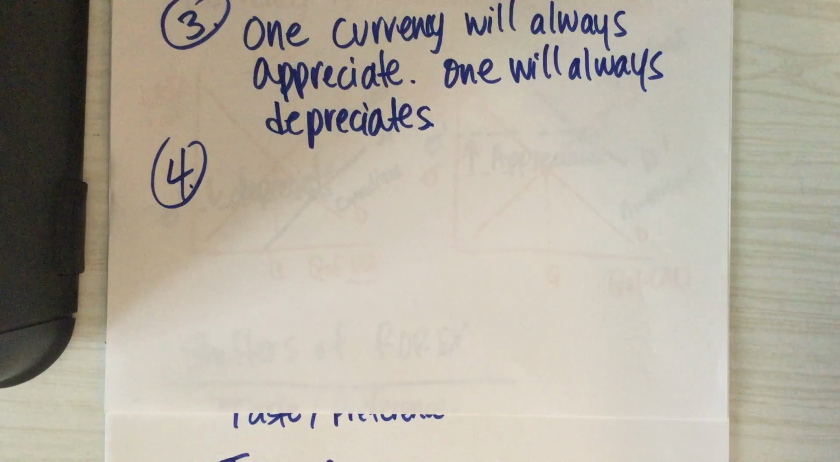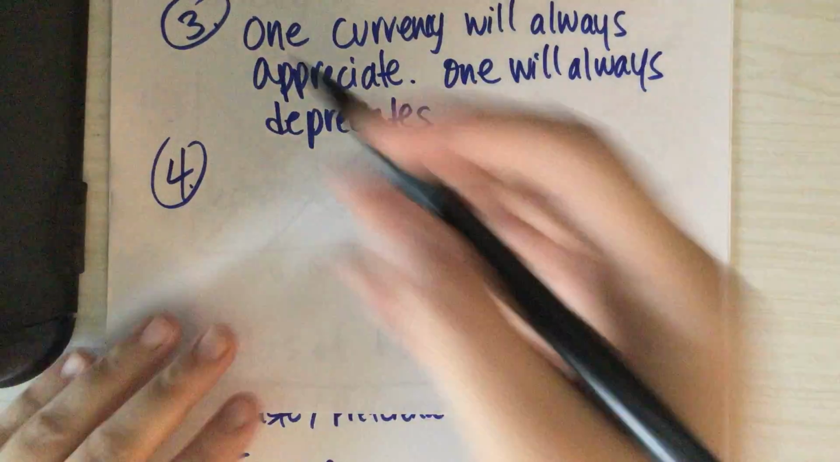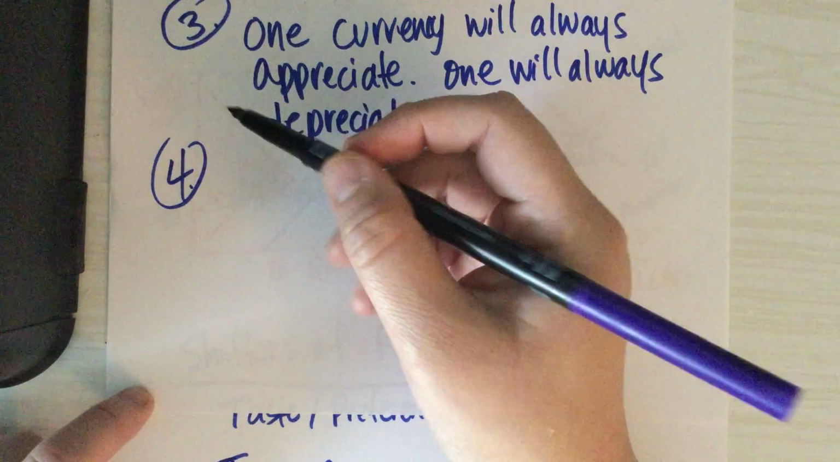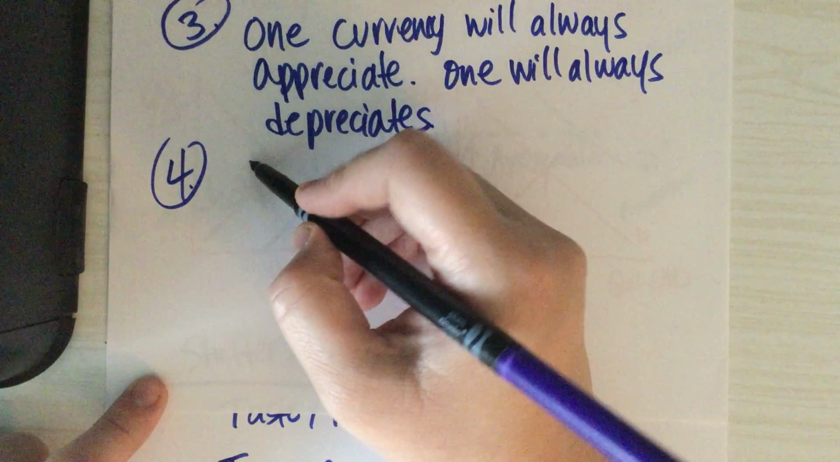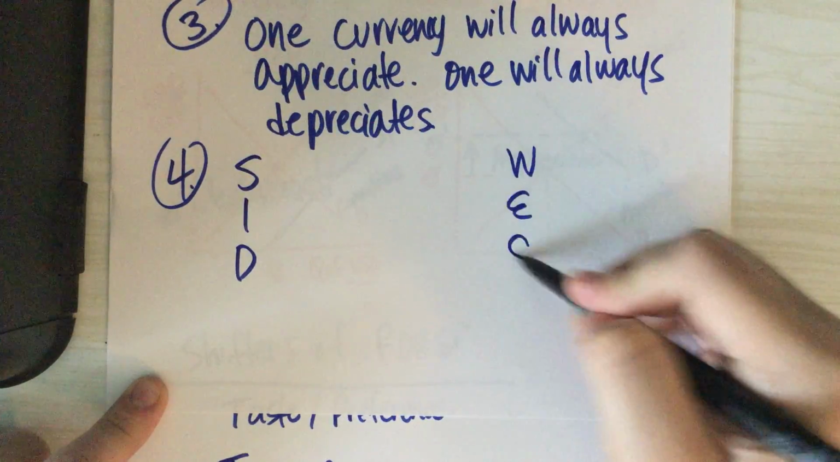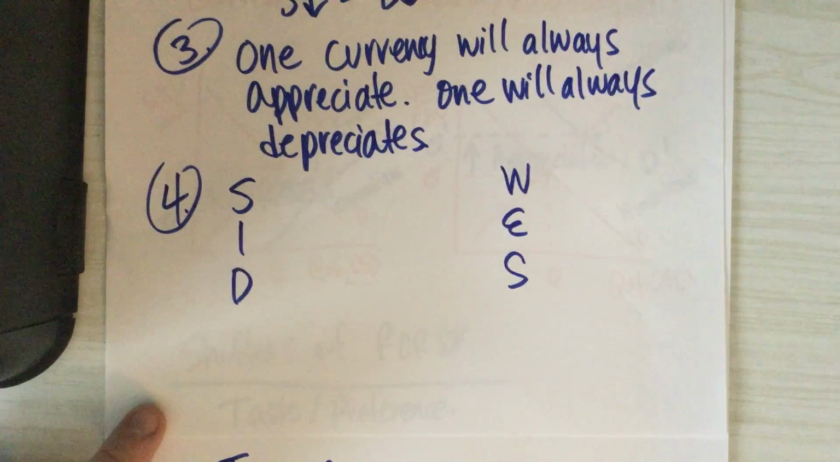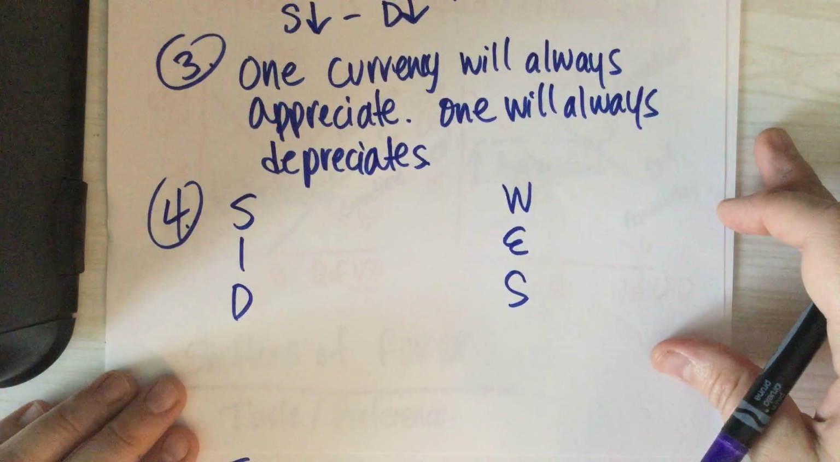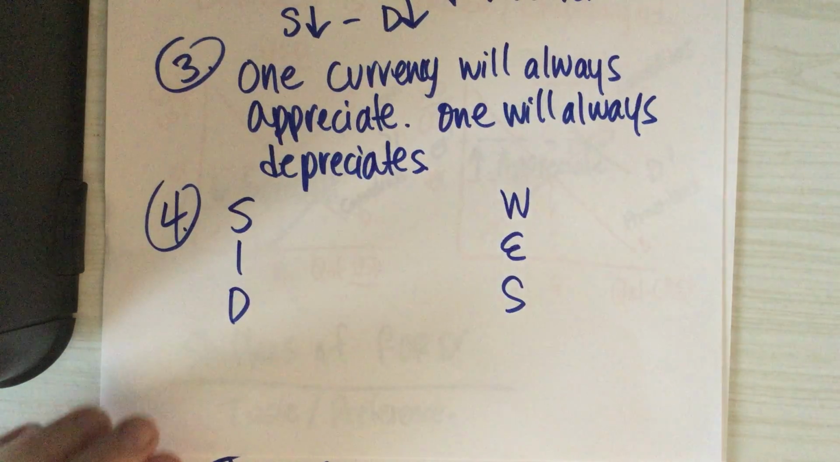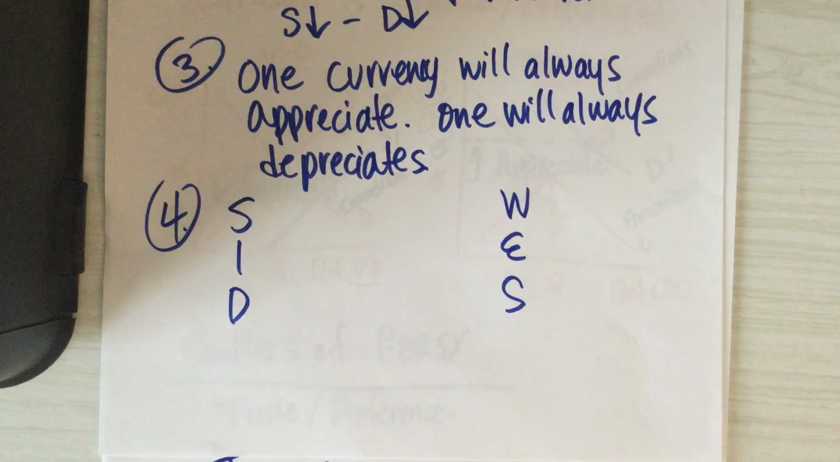But we did go over the balance of payments in the first semester. If you remember what I'm talking about, this was the imports and exports, the financial account, and the current account. I asked you to think of these as the evil twins of foreign exchange. If you remember SID and the acronym WES, then you will be able to answer these questions regardless of whether you completely understand the balance of payments.